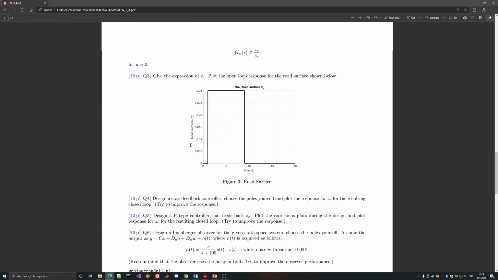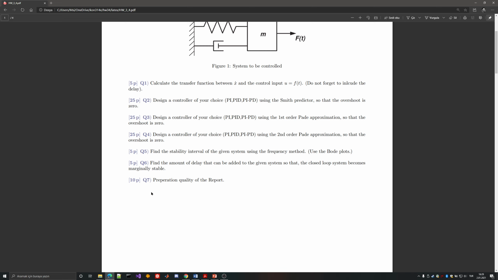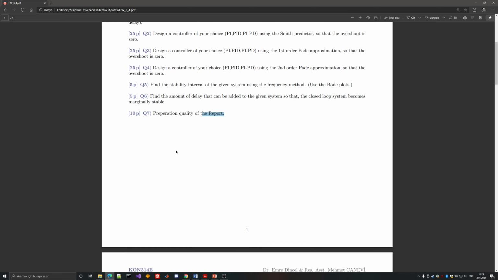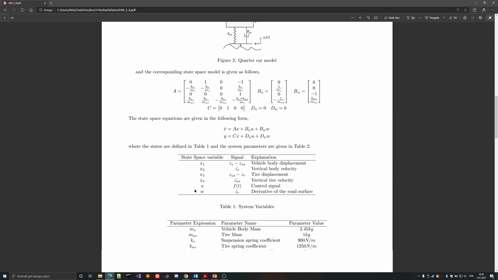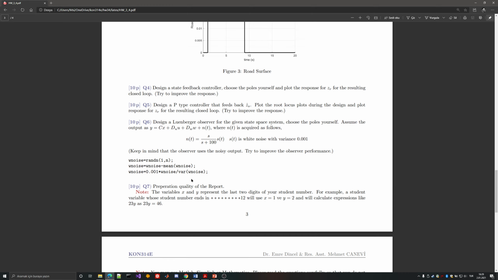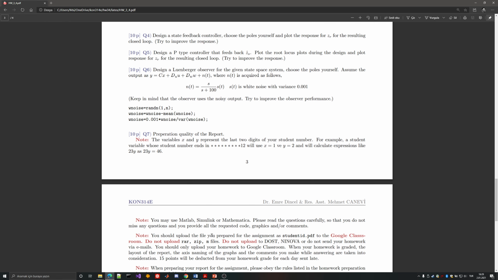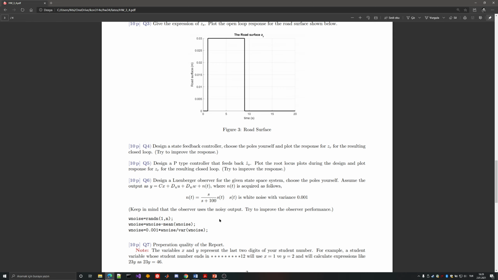And in both these homeworks, you will be preparing a report as for the previous ones, and the quality of the report plays a role in our grading policy. Now, here are some notes for you, and you are asked to upload it in our Google Classroom.